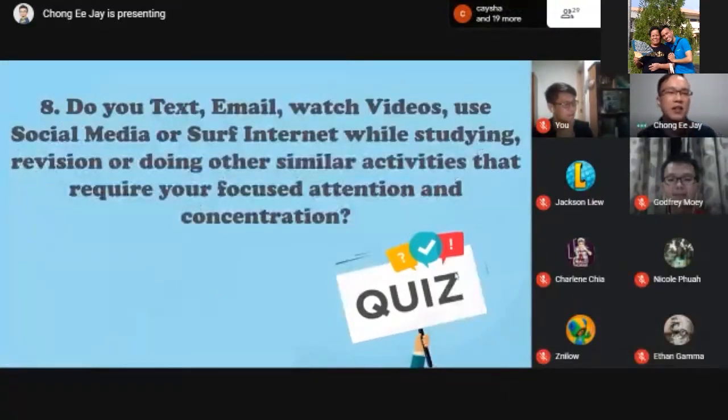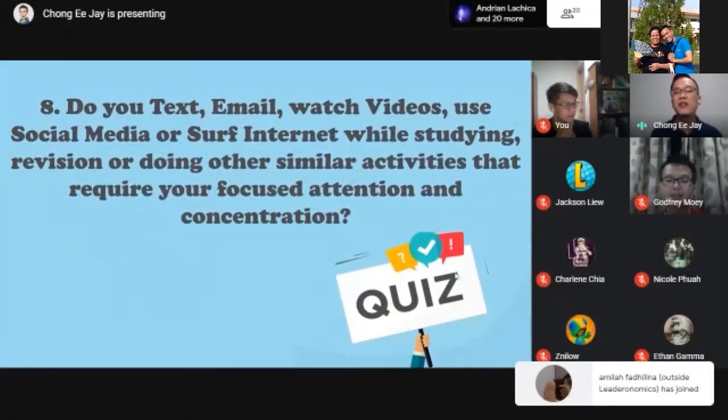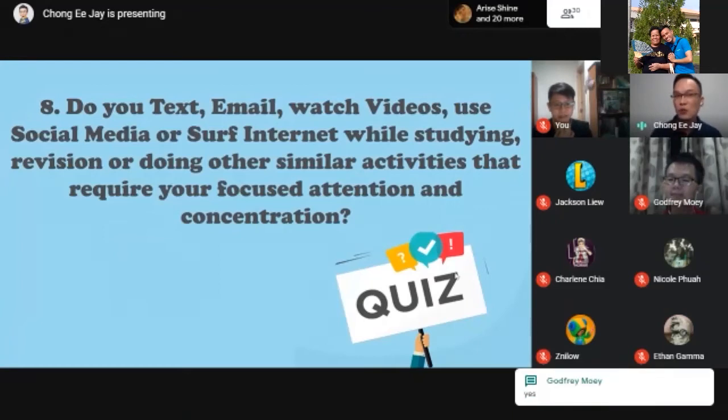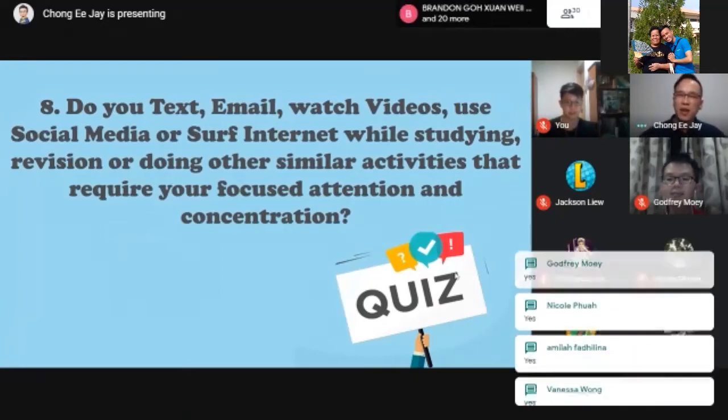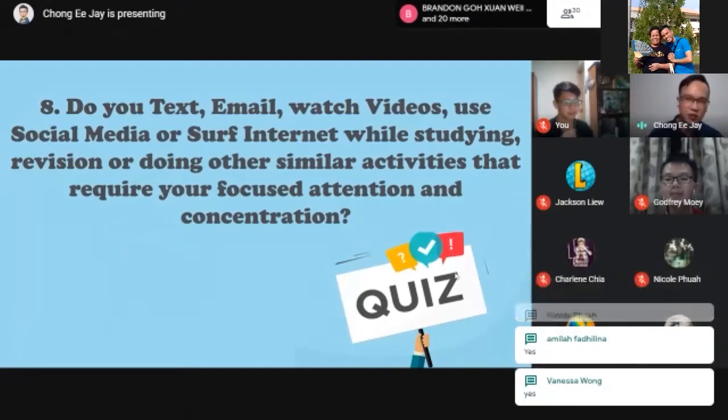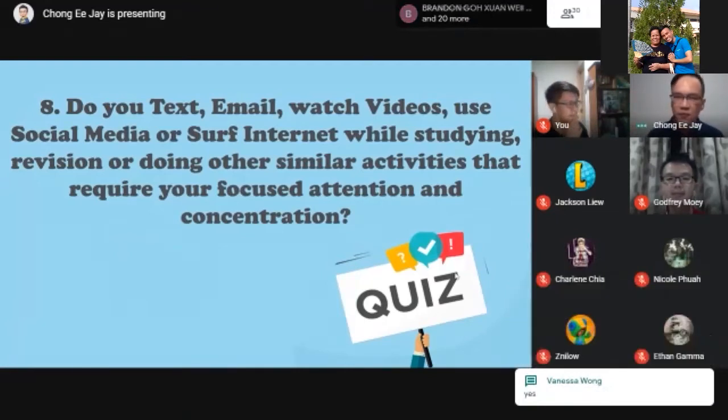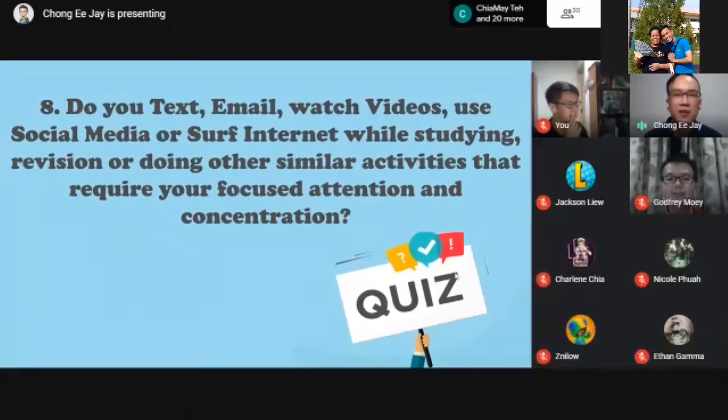Number 8, do you text, email, watch video, use social media, or surf the internet while you are studying or revising, or do other similar activities that need you to focus your attention and concentration? Okay, do you do so, right? When you're studying, revising, then plugging in, watching social media, listening to Spotify or whatever, watching Netflix maybe on your tablet.